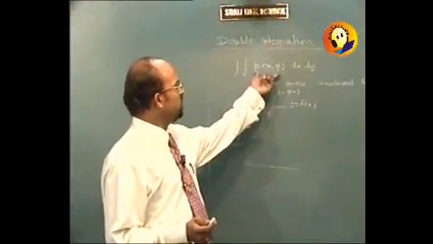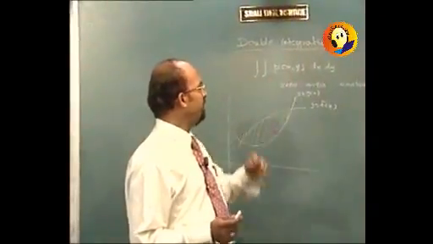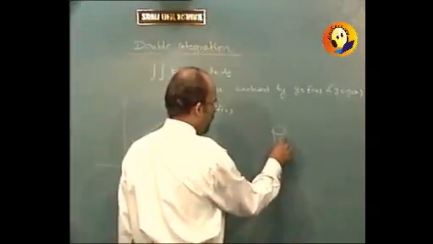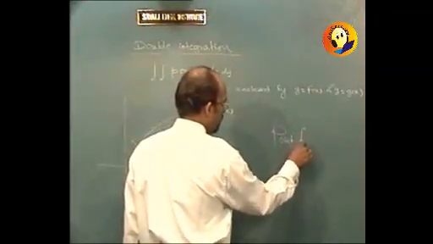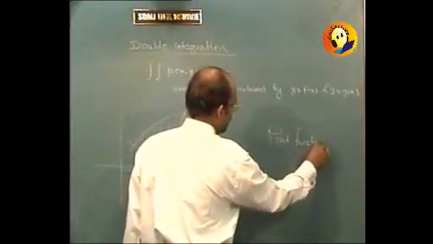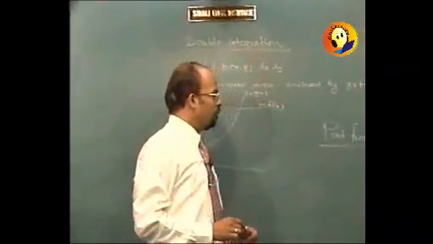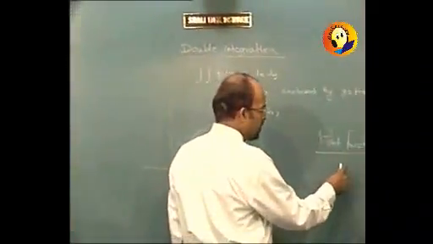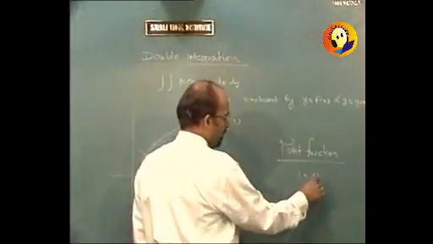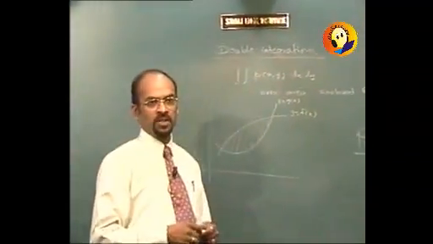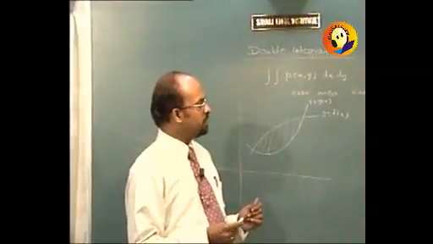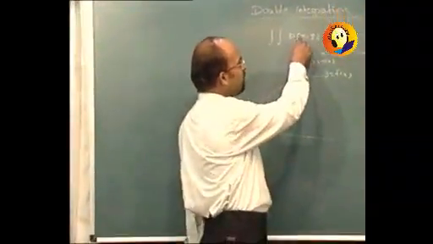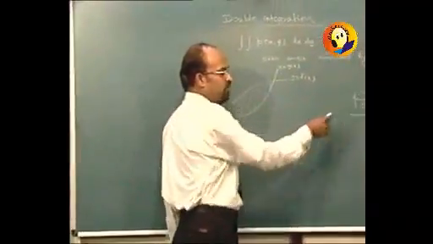Physical interpretation of this is a bit difficult, because for that you will have to understand something called a point function. Point function is one whose value depends on its position, that is x comma y. Here p is a function of x and y, that means it is a point function.